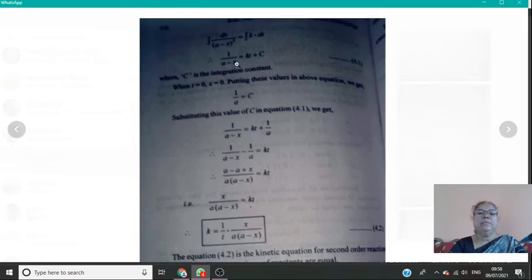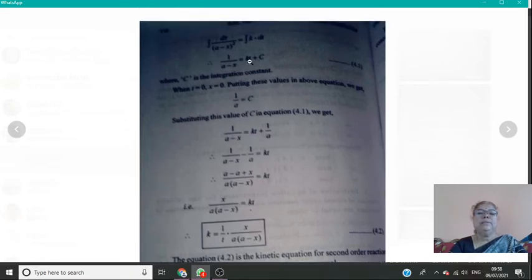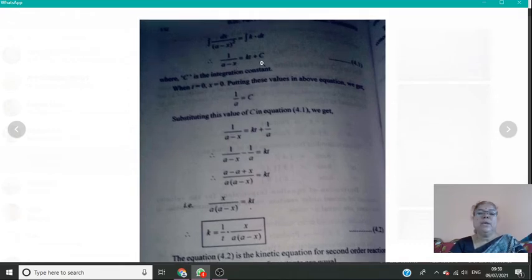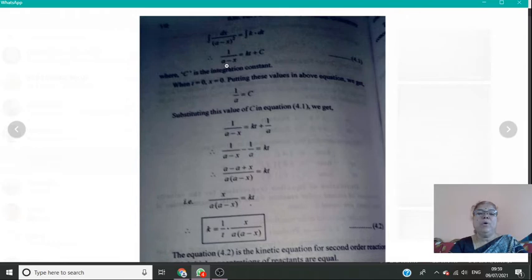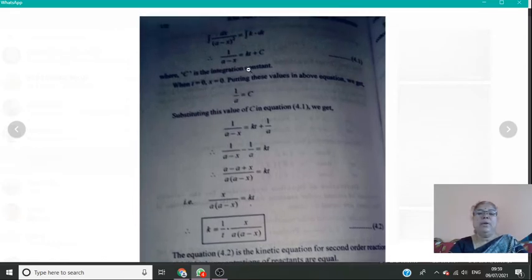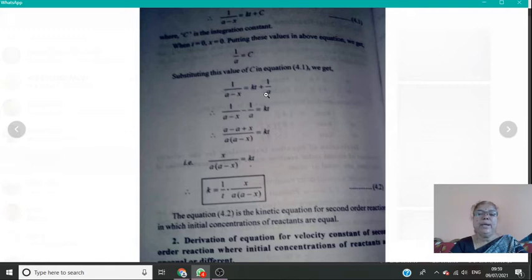Here when x is 0, t is 0, this term becomes 0. So c is equal to 1 upon a, and putting the value of c as 1 upon a in the above equation, we get 1 upon A minus X is equal to Kt plus 1 upon A.